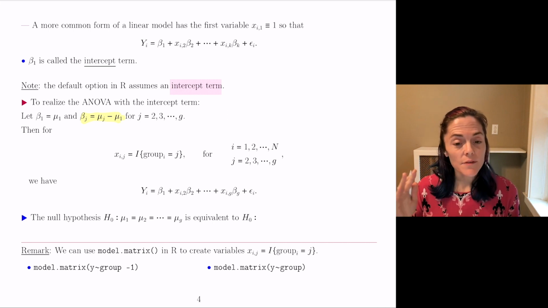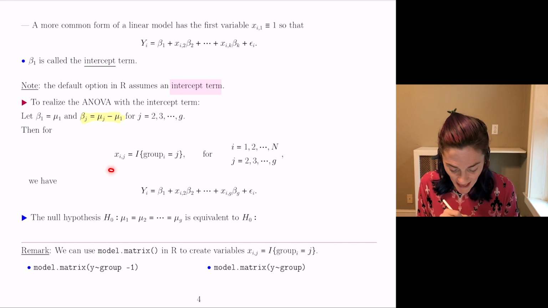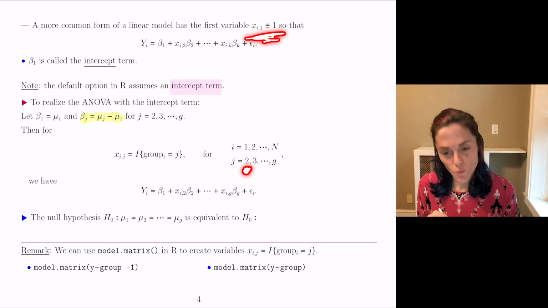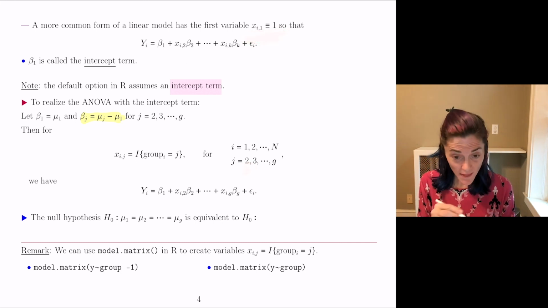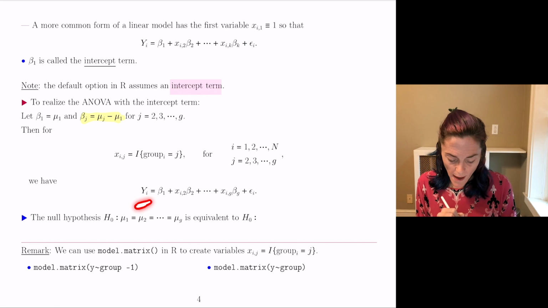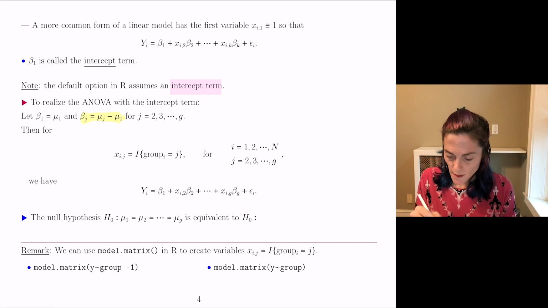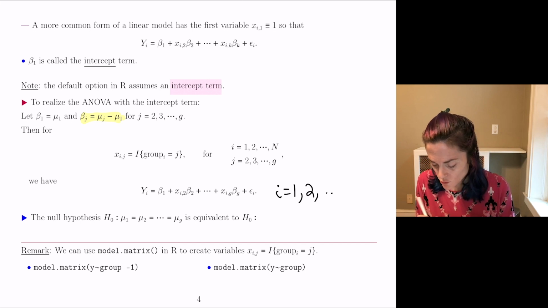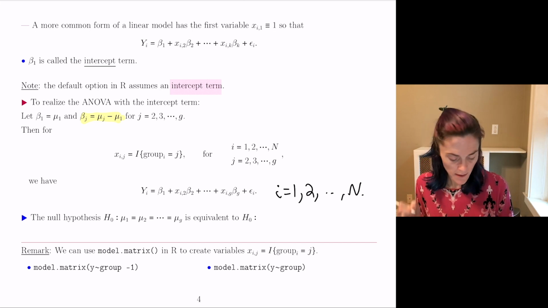We still have this xij, but it starts at j equals 2 because xi1 is always 1. And then we can write yi like this. So here the i goes from 1 to this capital N.